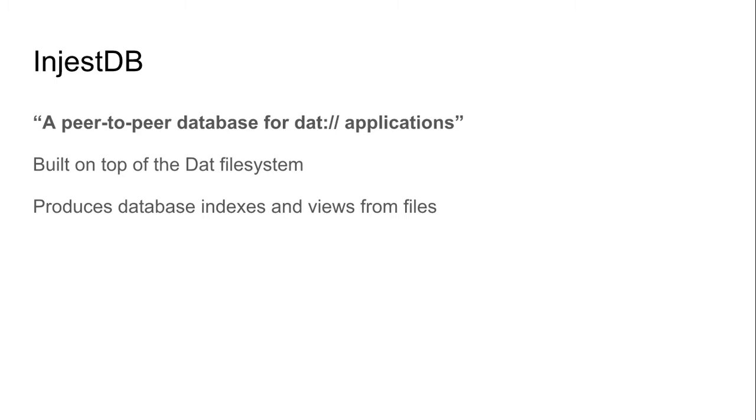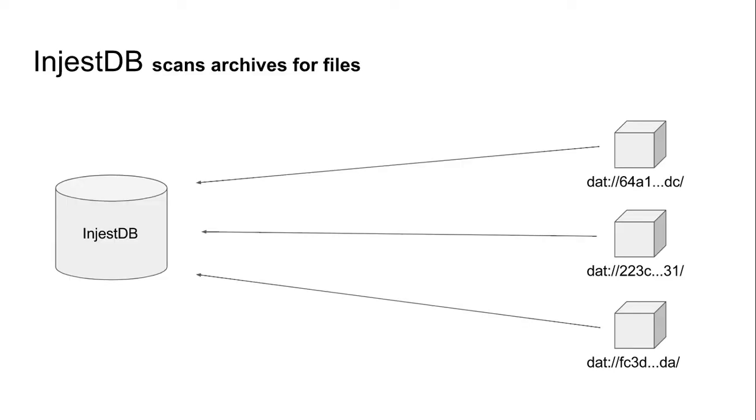InjestDB is a relatively new database that I wrote for the DAT ecosystem. It's built on top of the DAT files and is designed to give a sort of traditional database abstraction so that you can interact with tables, reading records, and running queries instead of having to write directly to files. However, it's built directly on top of the file system, so what InjestDB ends up doing is helping you read and write files, but with a slightly better experience. Let's go through how this works.